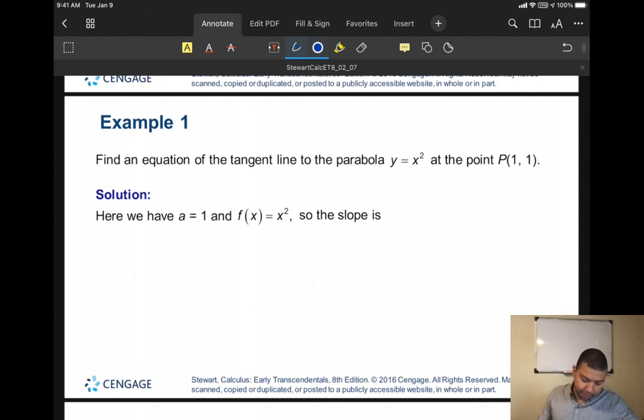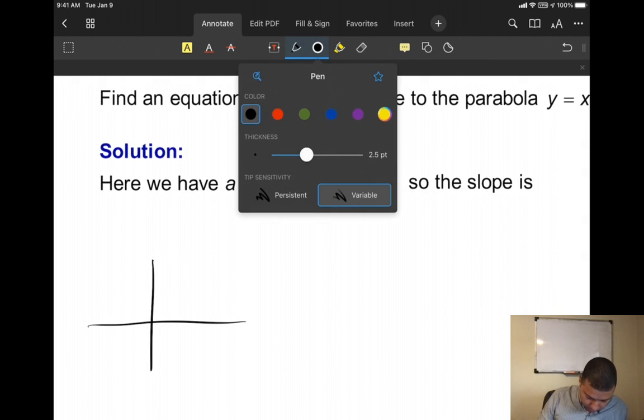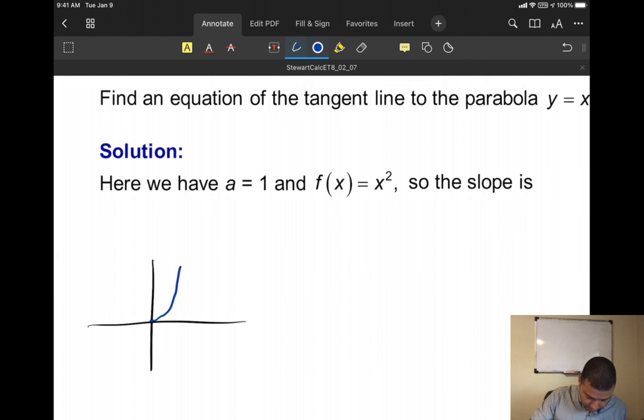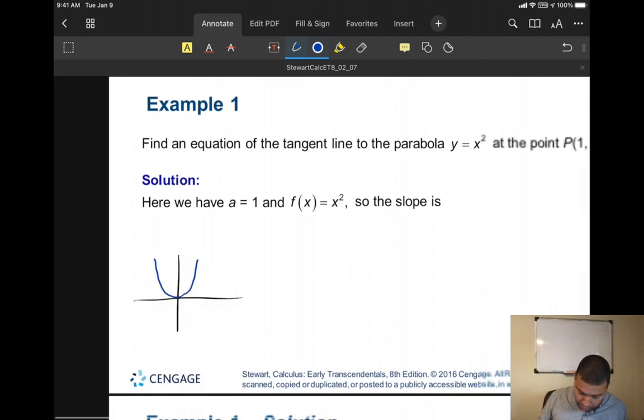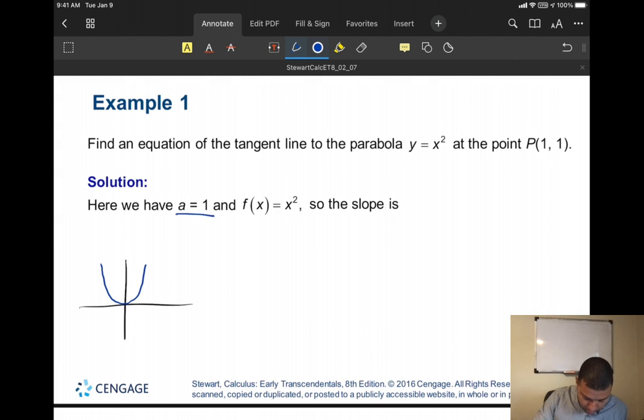Let's see an example. So we have a parabola y equals x squared. We know how the graph looks. We know it's something like this. Do it in blue. And they're asking for a equals 1, so we're at 1. f of 1 is, so y equals x squared, right? So 1 squared is 1, so this is the point we're at, and we're looking for the tangent line here.